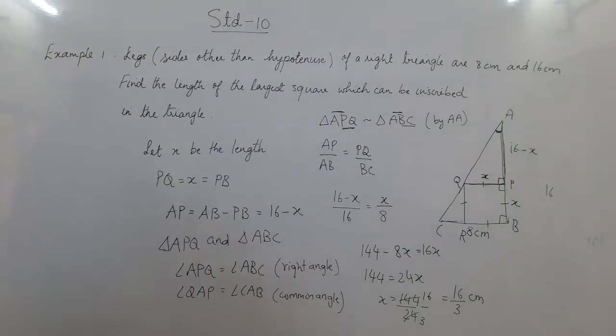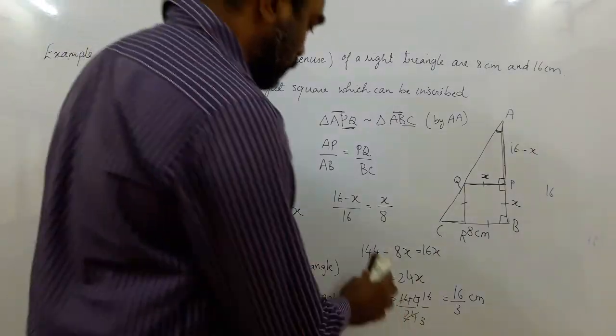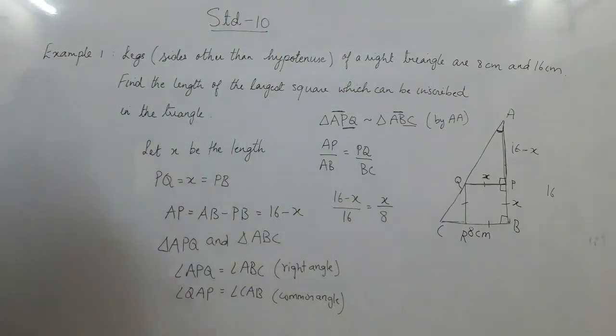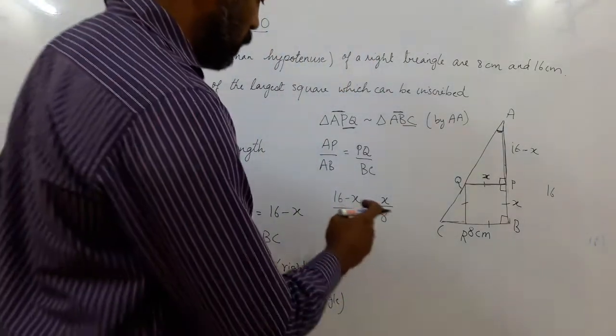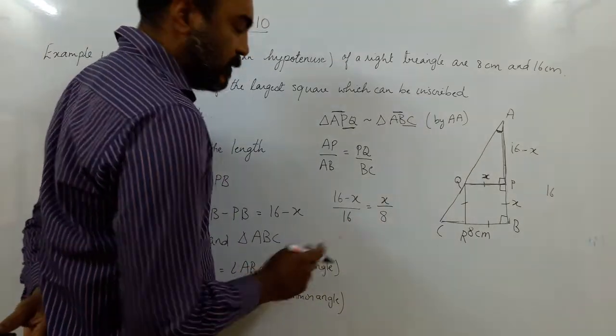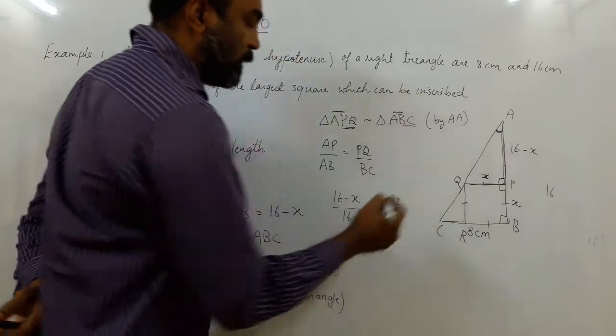So this was done by the traditional method. But here I will show you one more method of solving this, much easier than the big calculations. We have 16 here and 8 here. What is the LCM of 8 and 16? It is 16. So I write 8 twos are 16, so that also multiply by 2.